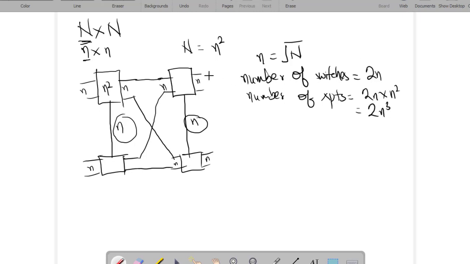Okay, so in a two-stage network, when your small n is equal to the square root of capital N, then the number of switches can be found using the formula 2n, and the number of cross points can be found using the formula 2n cubed.